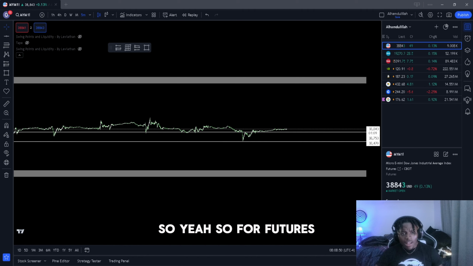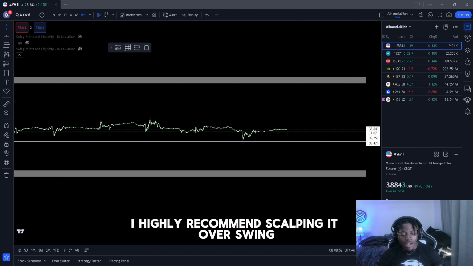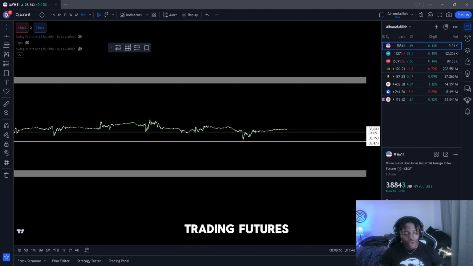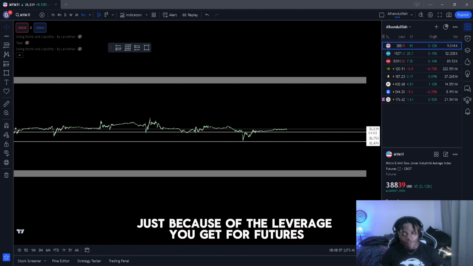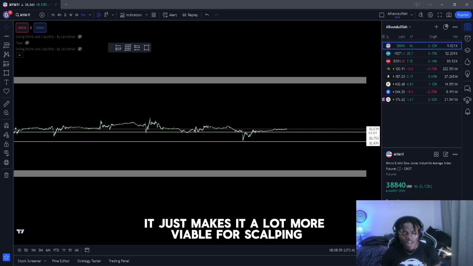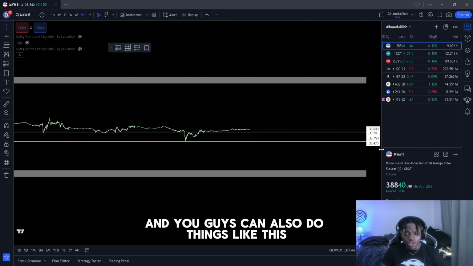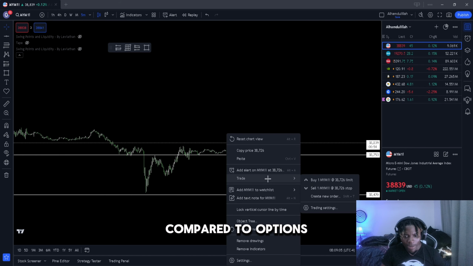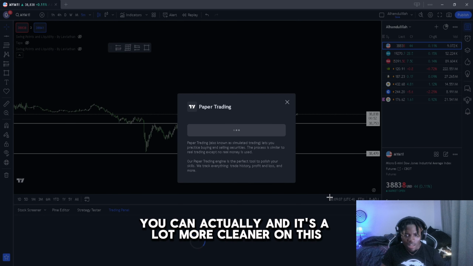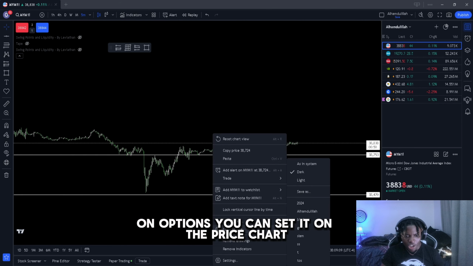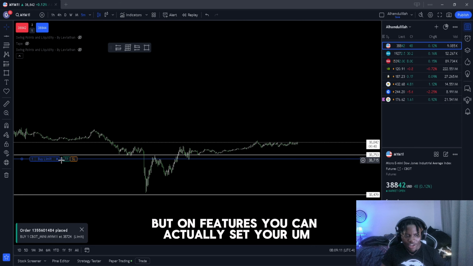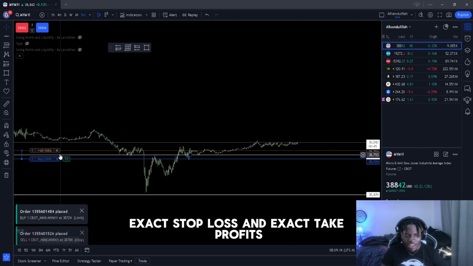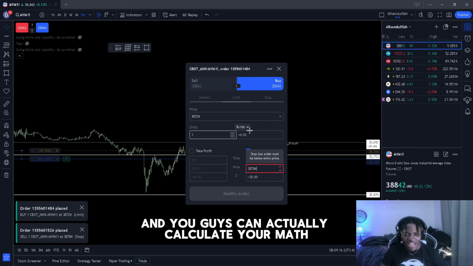So yeah, for futures, I highly recommend scalping it over swing trading futures, just because of the leverage you get. It makes it a lot more viable for scalping, and you guys can also do things like this on TradingView and whatever broker you're on. Compared to options, it's a lot cleaner on this. On options, you can set it on the price chart, but on futures, you can set your exact stop loss and exact take profits, and you can actually calculate your math.